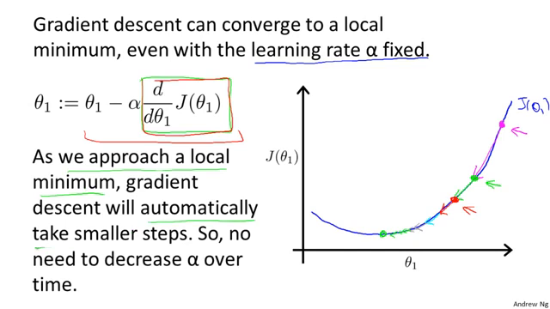So just to recap, in gradient descent, as we approach a local minimum, gradient descent will automatically take smaller steps. And that's because as we approach the local minimum, by definition, the local minimum is when this derivative is equal to 0. So as we approach the local minimum, this derivative term will automatically get smaller, and so gradient descent will automatically take smaller steps. So this is what gradient descent looks like, and there's actually no need to decrease alpha over time. So that's the gradient descent algorithm, and you can use it to try to minimize any cost function J, not just the cost function J that we defined for linear regression.